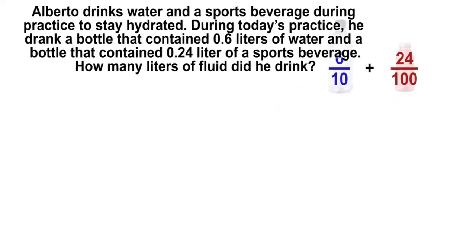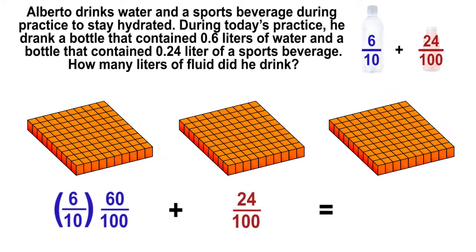Let's use a hundredths grid to solve. The first add-in is 6/10. Color in 6 columns on the first hundredths grid. Notice that 6/10 is the same as 60/100. The next add-in is 24/100. Color in 24 squares. Now add the two hundredths grids together for a total of 84/100 of a liter.